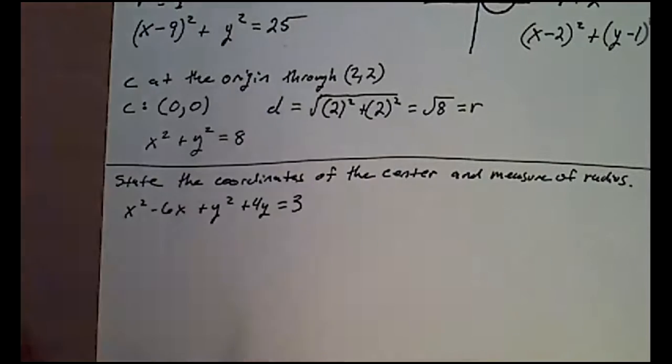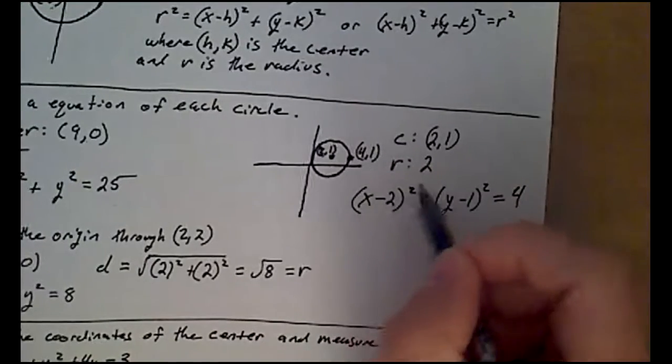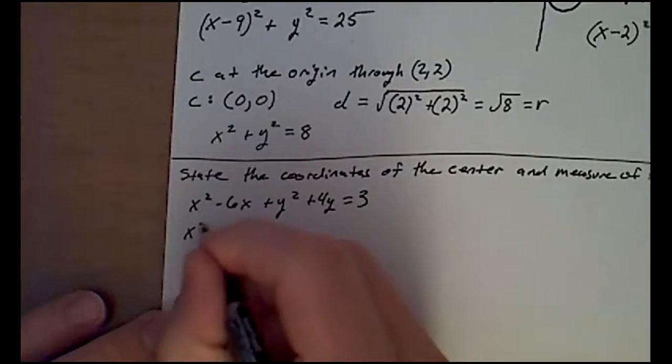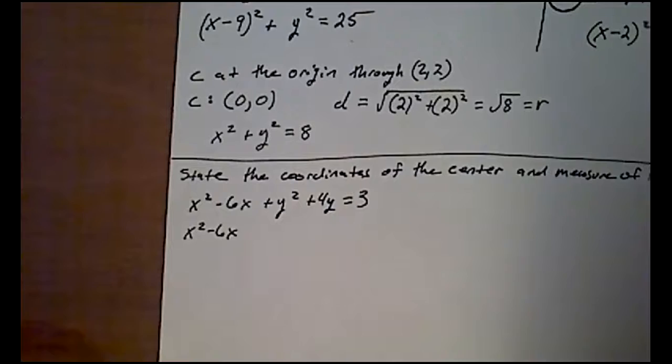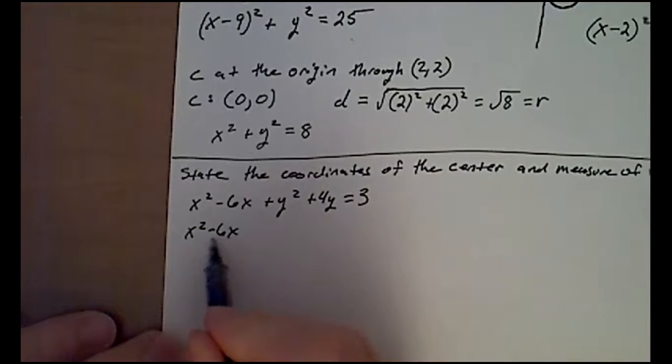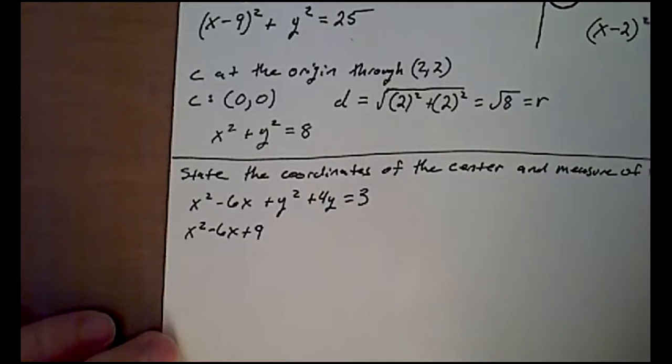So we have x squared minus 6x. And what we want to do is to try to make this equation look something more like x minus 2 squared plus y minus 1 squared, which it doesn't look like right now. So to do that, what we do is we take half of this value and square it. Half of negative 6 is negative 3, and squared it is positive 9. So we're going to add 9.